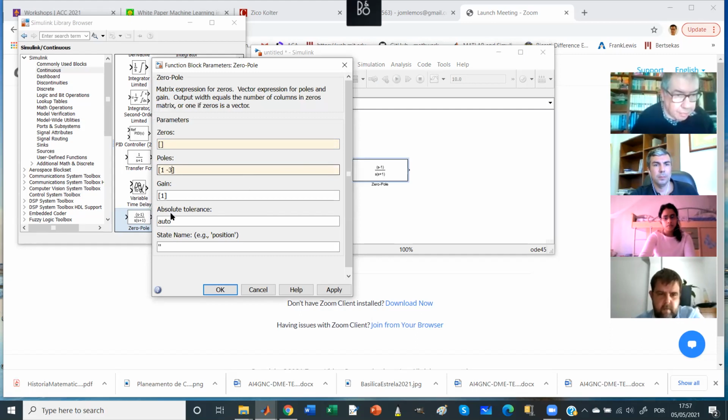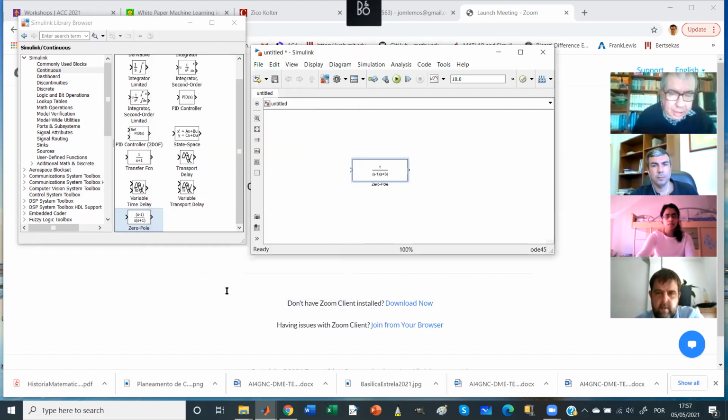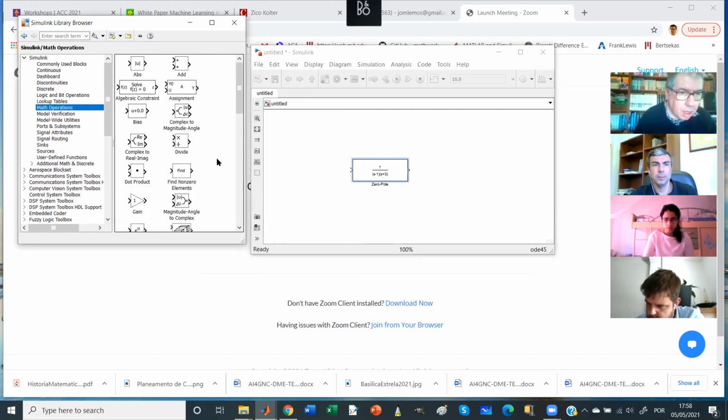Okay. 1 and -3. So this is from the homework, right? Yes, we are exploring that stuff. So this is our open loop transfer function. Now I want to do a feedback. So I pick up math operations. Where do I have math operations? And a sum. I will need it.